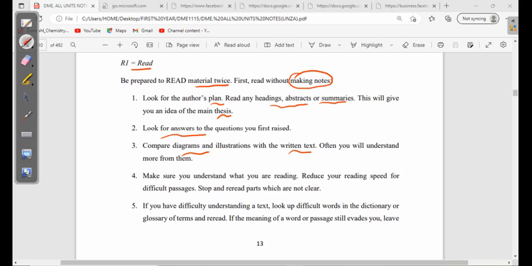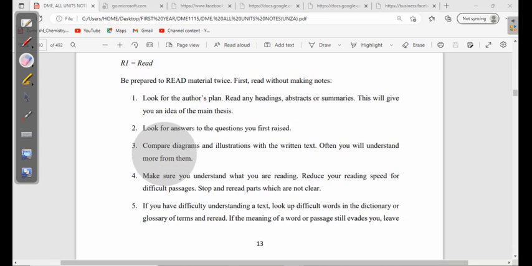Make sure that you understand what you are reading. Reduce your reading speed for difficult passages. If a passage is difficult, stop and read a bit slowly. That will be very, very important. If you have difficulty in understanding a text, look up difficult words in a dictionary.